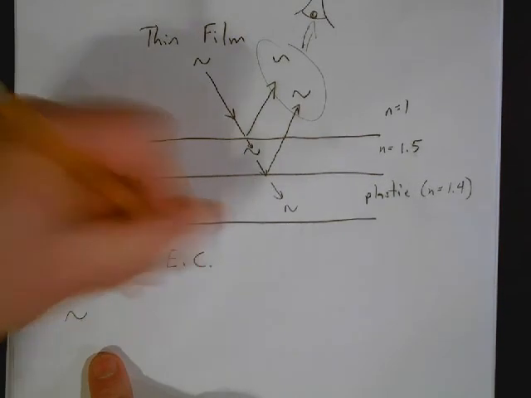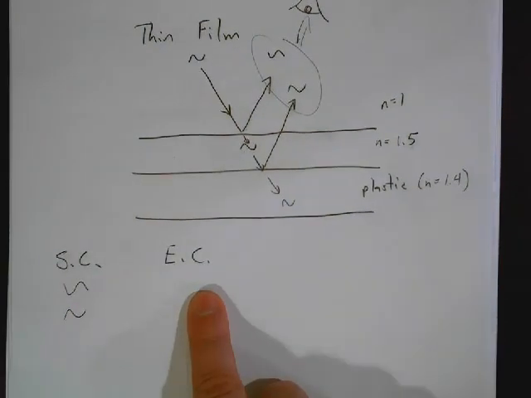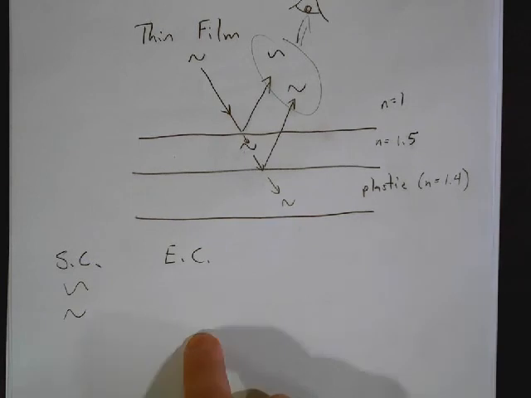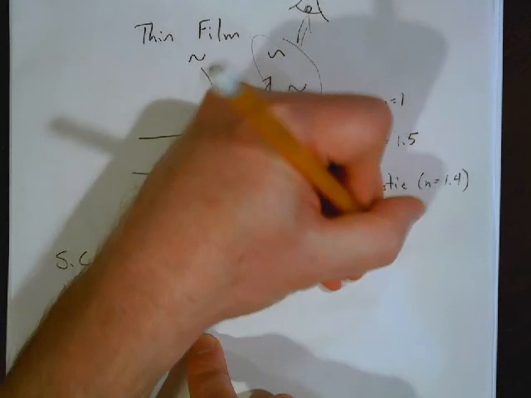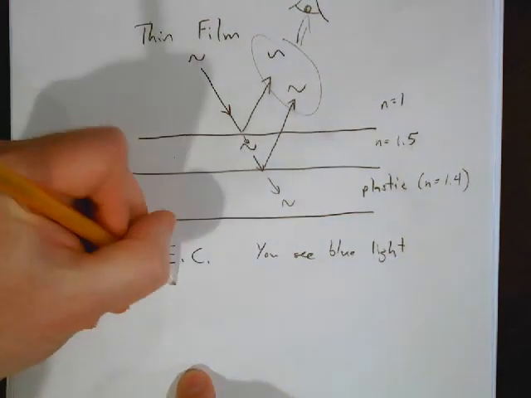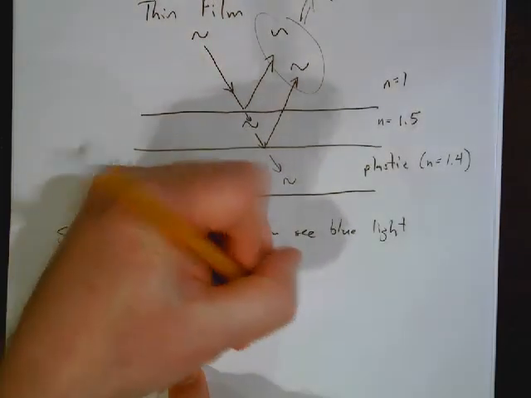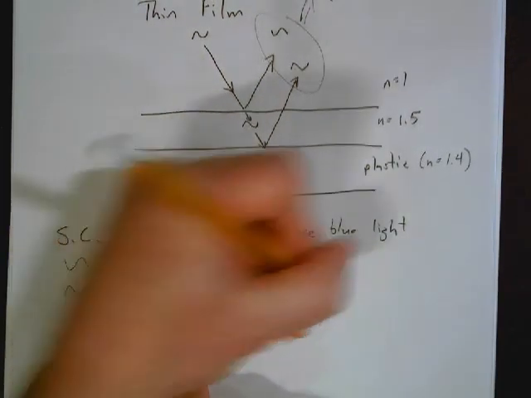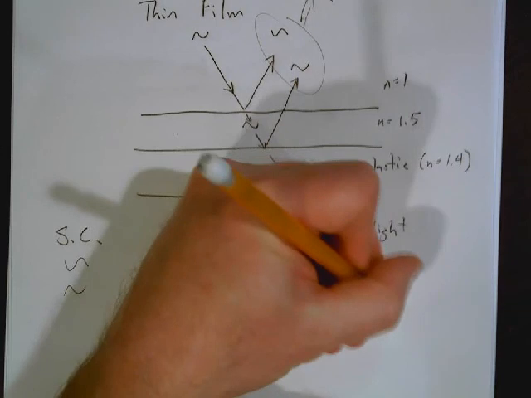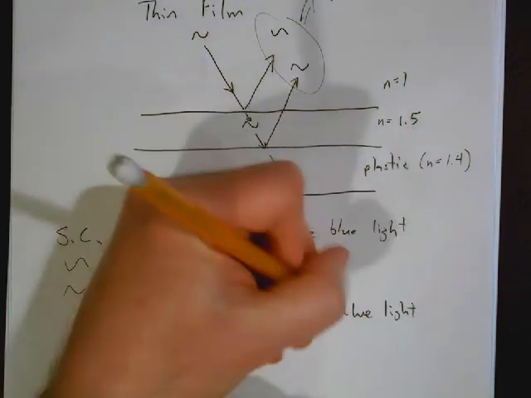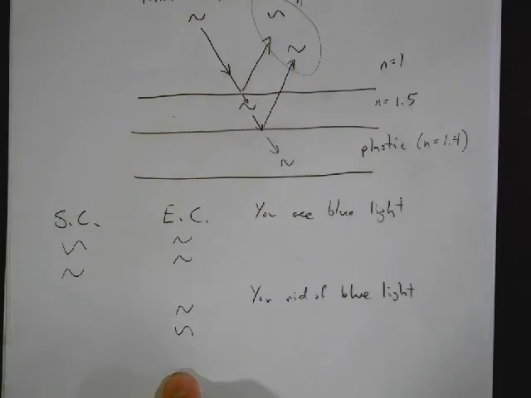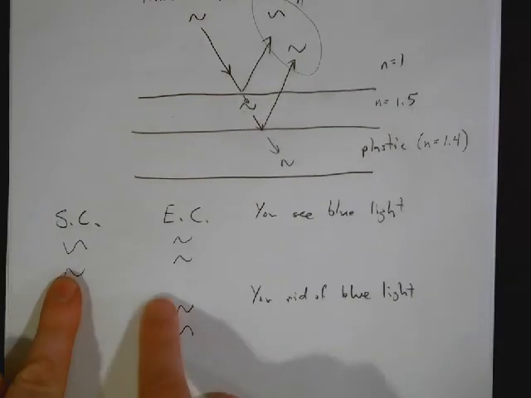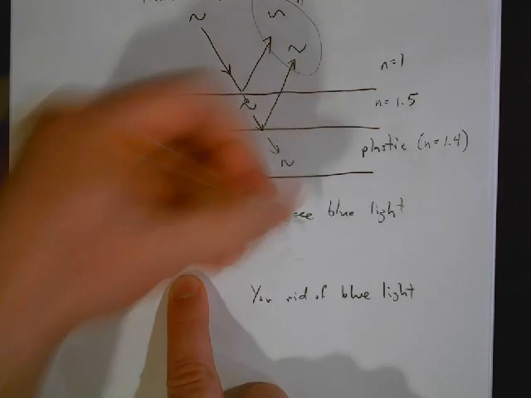Well, do I always start out of phase? No, you've got to draw your picture to figure out your starting condition. Your ending condition depends on the problem. If the problem says you see blue light, that means the ending condition would be in phase. If the problem says you get rid of blue light, then that means your ending condition is out of phase.